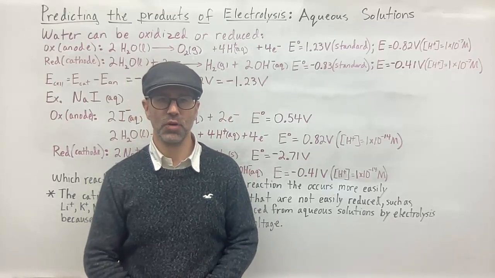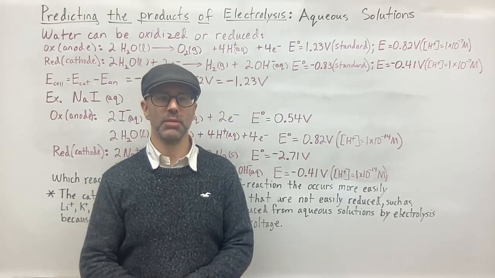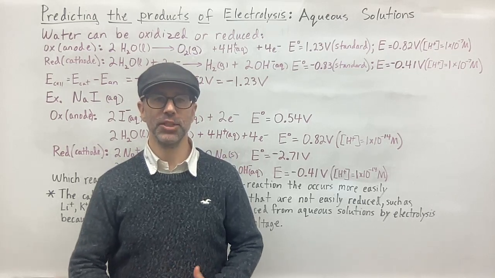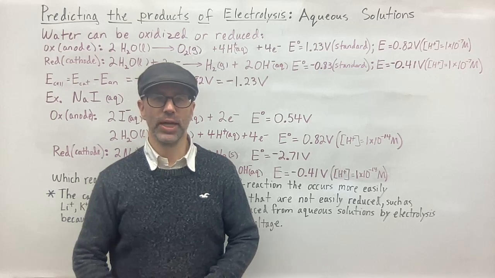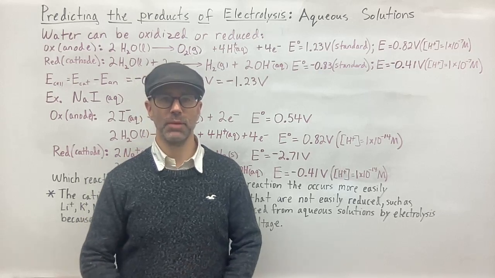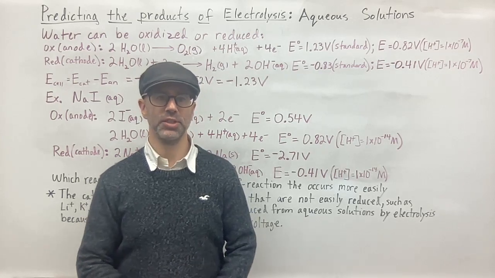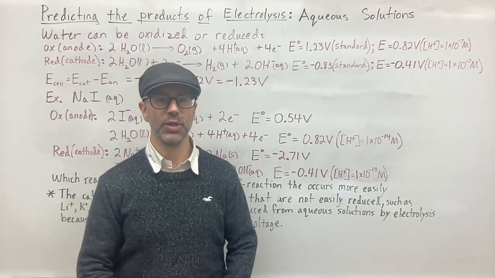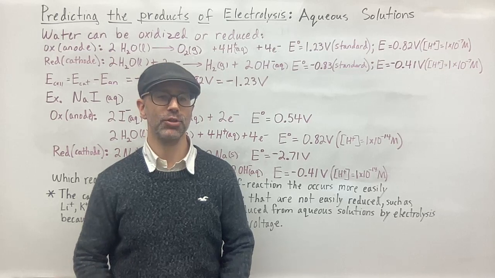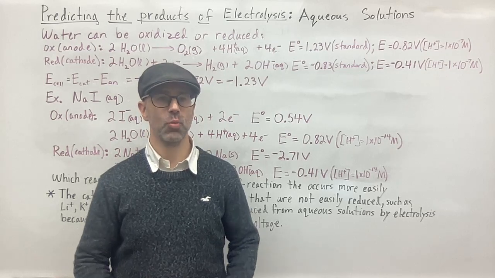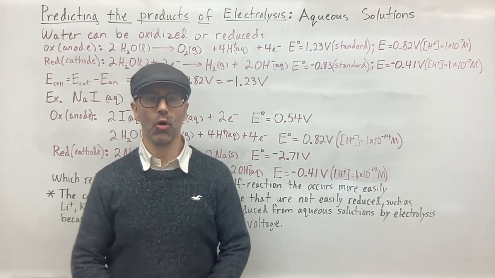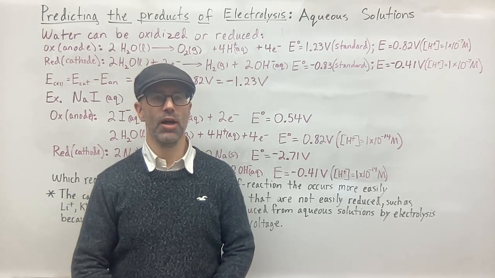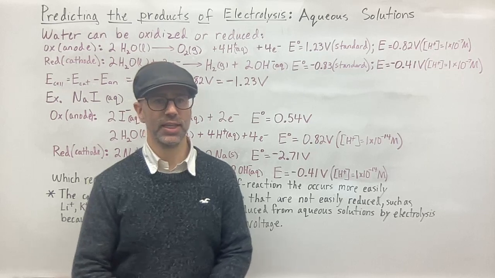My name is Mr. Covalt, and in this video I'm going to be talking about the prediction of products of electrolysis and in particular aqueous solutions. So in my previous videos where I was talking about predicting the products of electrolysis, we were dealing with molten substances. But here we're dealing with aqueous solutions, and therefore we have to worry about water because water can be both oxidized or reduced, and so that's going to be a contender for those processes. So let's get into this.